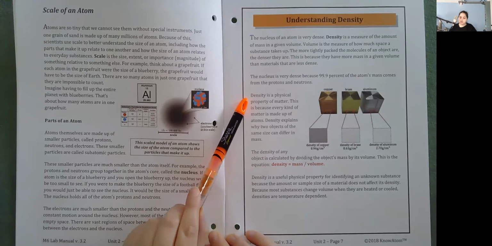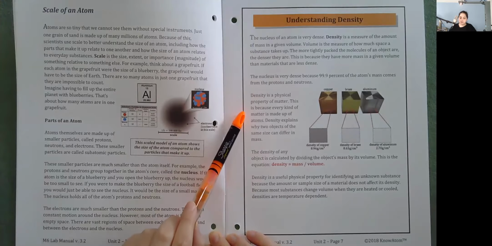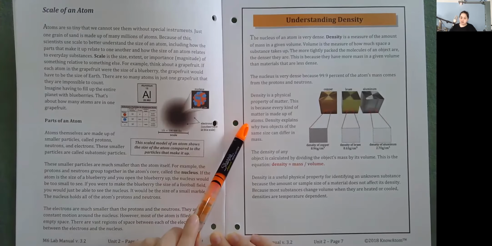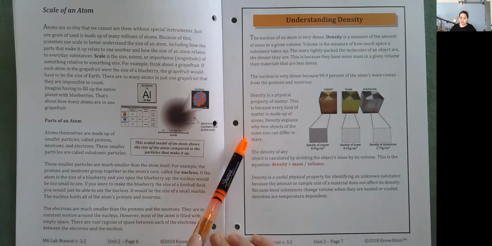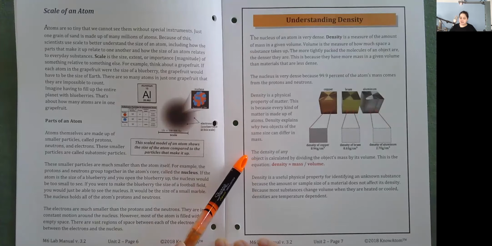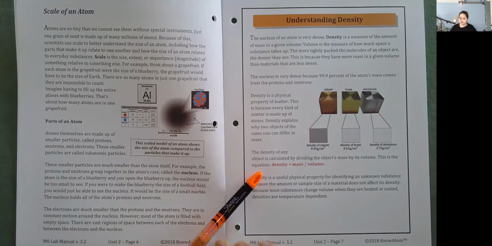Density is a physical property of matter. This is because every kind of matter is made up of atoms. Density explains why two objects of the same size can differ in mass. The density of any object is calculated by dividing the object's mass by its volume. This is the equation: density equals mass divided by volume.